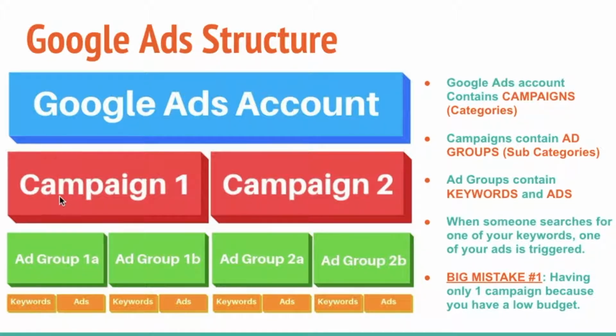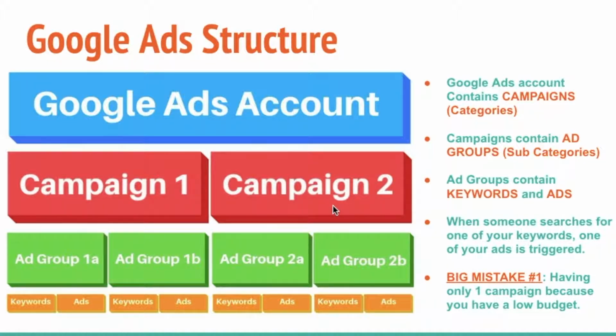So let's just say you just have bounce house. Well, people are searching for unicorn bounce house. They're going to see your ad, and it may not be relevant. So the more specific you are, the better. Big mistake number one is creating only one campaign for your entire account because you think you have a low budget. It does not cost you anything to have more than one campaign. You just distribute your budget differently.